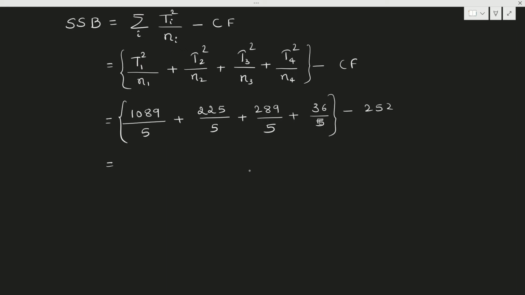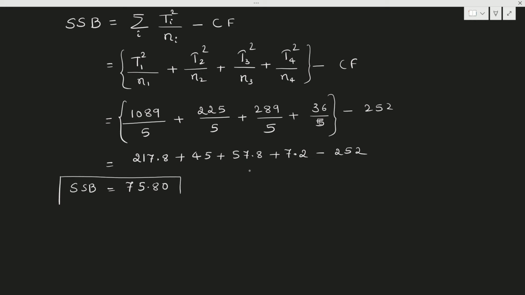When you divide these by 5, we will get 217.8 plus 45 here plus 57.8 plus 7.2 minus 252. Then SSB is just add and subtract. You will get SSB as 75.80. That is the sum of squares between the treatments or samples.